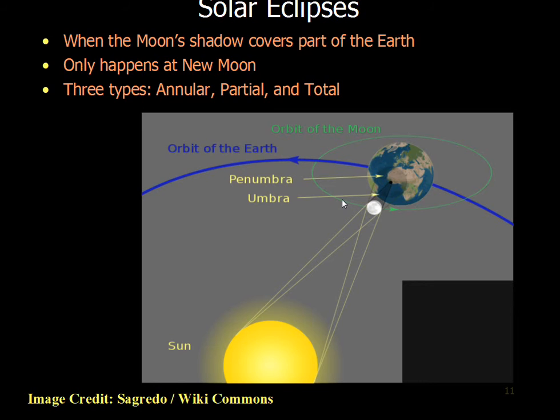And then the total eclipse, the most dramatic one, when the moon covers up the full disk of the sun. The moon covers about half a degree on the sky. The sun is also about half a degree on the sky. The sun is much larger, of course, but it's much further away. So it turns out they have about the same angular size.